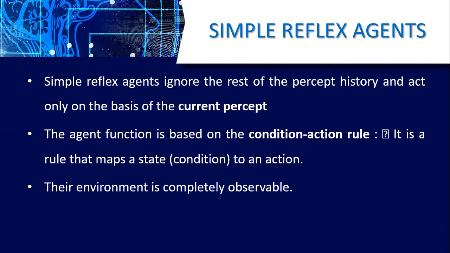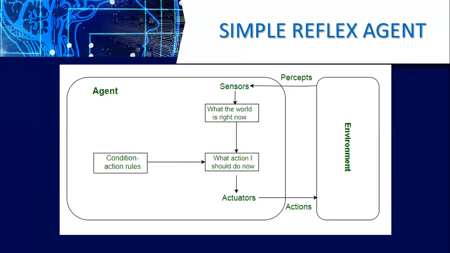The agent's action is based on a condition-action rule, like an if-else condition. If the condition is satisfied, the corresponding set of actions will be done. Otherwise, the else part will run. So it is a rule that maps a state to an action. The entire environment is completely observable, that is, the agent can visualize the entire working environment.